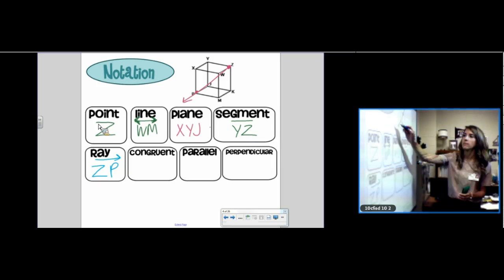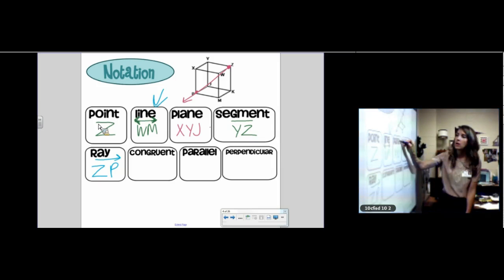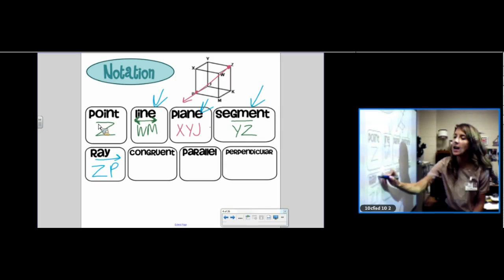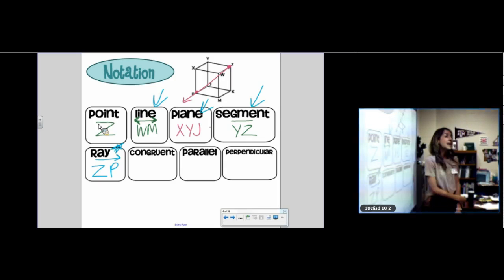On this one, order doesn't matter. The only time the order matters so far is with a ray. The order does matter. Okay, what's the symbol for congruent?